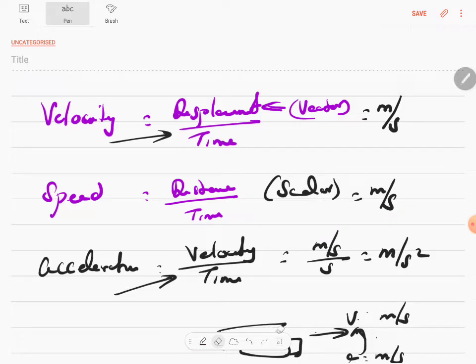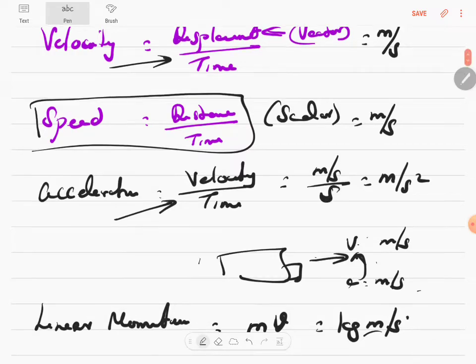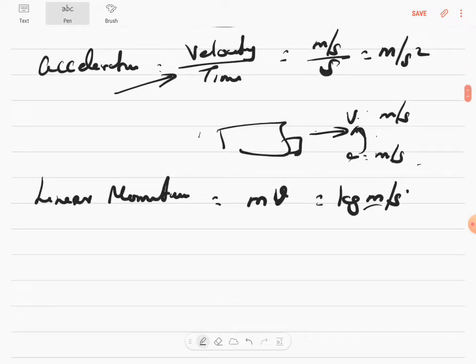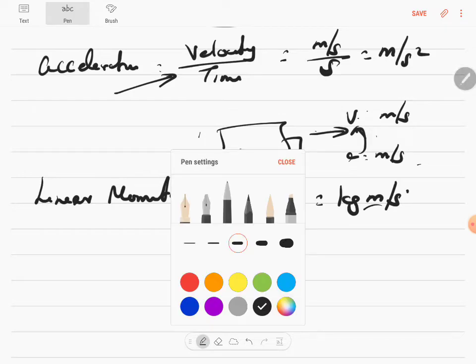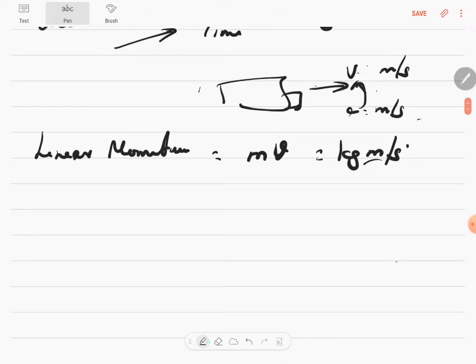Speed is a scalar form of velocity, so you can always ignore that. Acceleration is velocity by time. Meter per second is the SI unit for velocity, by time in seconds, so meter per second square is the SI unit for acceleration. You should know the formula and the SI unit. Linear momentum is mass into velocity. As I said, the recoil of the gun is the best example: the mass into velocity of the bullet will be equal to the mass into velocity with which the gun recoils. So the momentum term comes there, with unit kg meter per second, and it's called linear momentum.